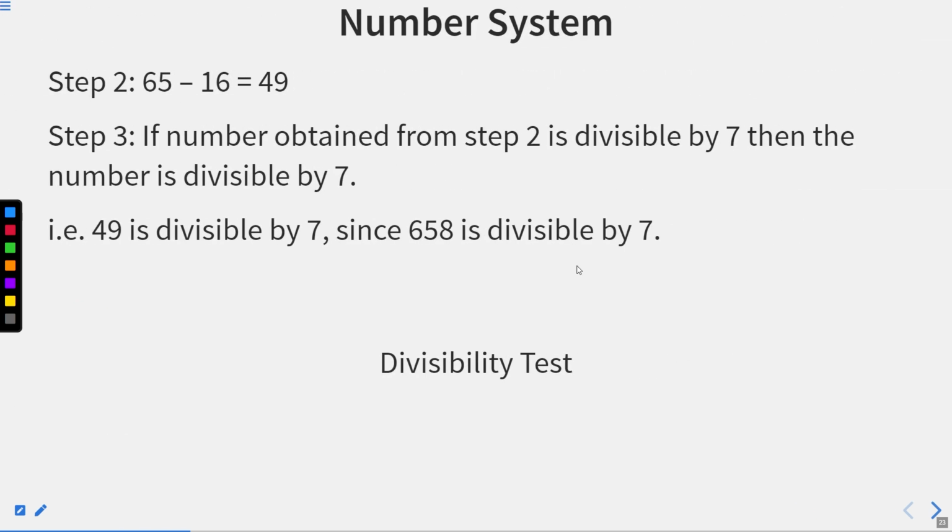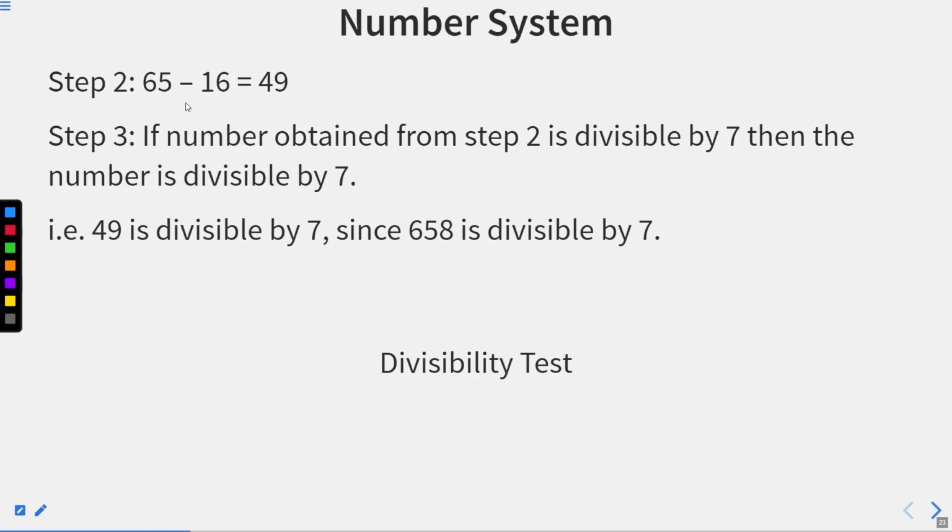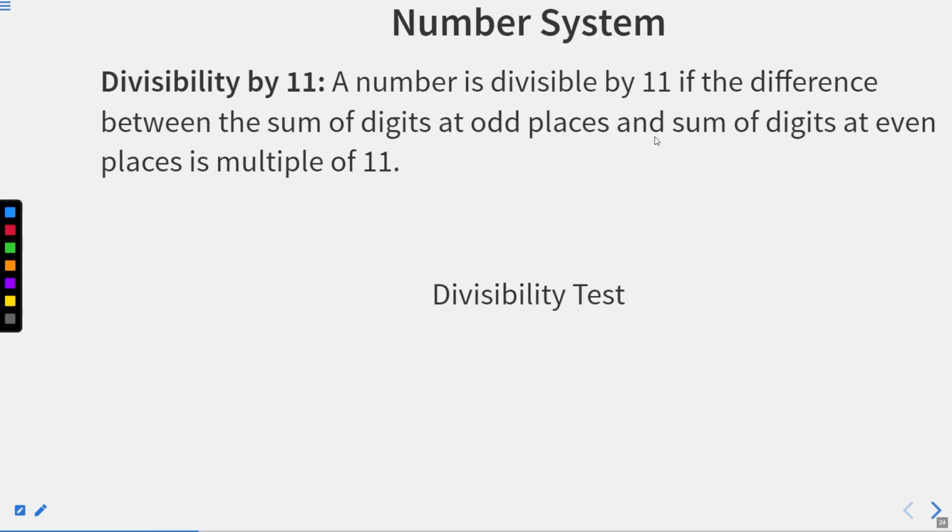So next, what you have to do is subtract the solution you got here, 16, from the remaining digits. 65 was the remaining digit, so subtract 16 from 65. You will get 49. If the number now obtained in step 2 is divisible by 7, in that case we will say the number originally given to us is divisible by 7. Since 49 is divisible by 7, because 7 squared is 49, 658 will be divisible by 7.